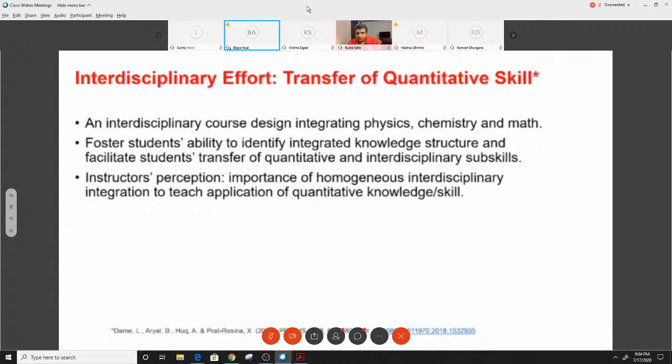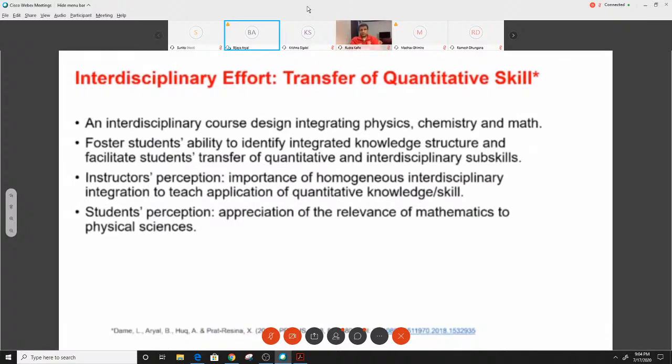Yes, people do lots of integration, but one discipline at a time, that doesn't help. It has to be homogeneous in nature. There should be no discrete physics, chemistry, and math. They should be homogeneous. That is what many faculty realized and reported. Likewise, students also appreciated this kind of effort. They say that mathematical or quantitative knowledge is relevant in other areas.